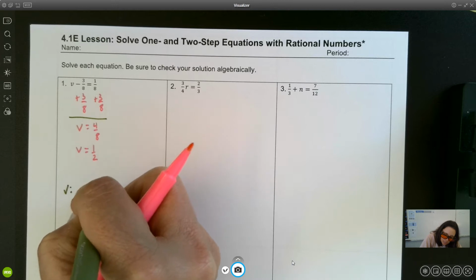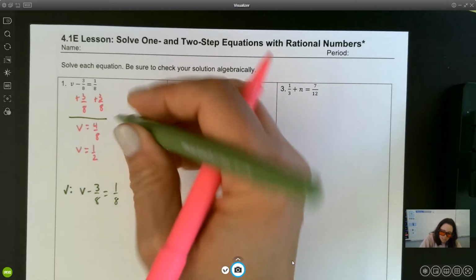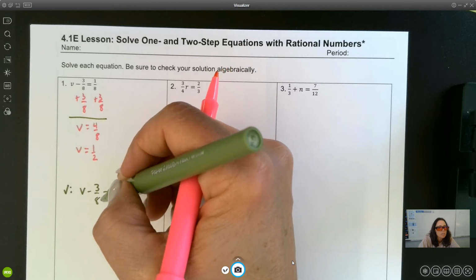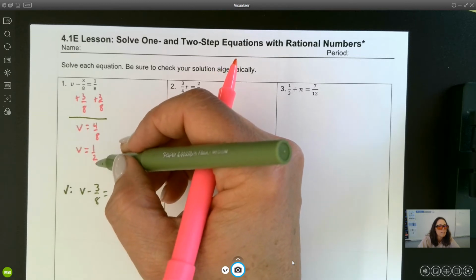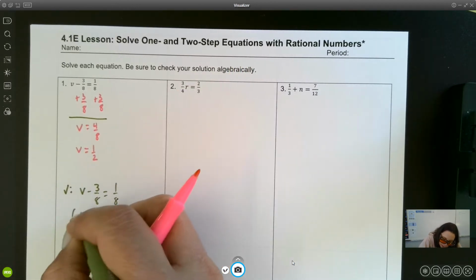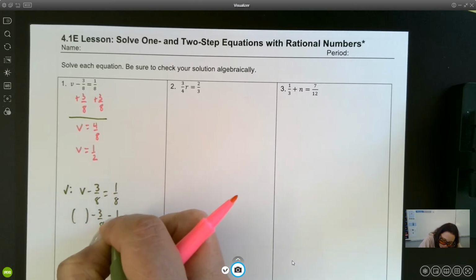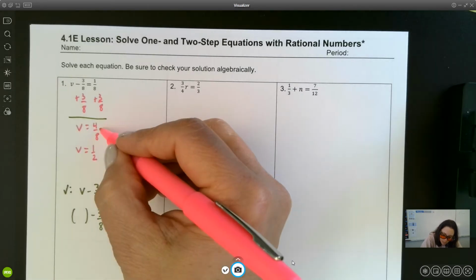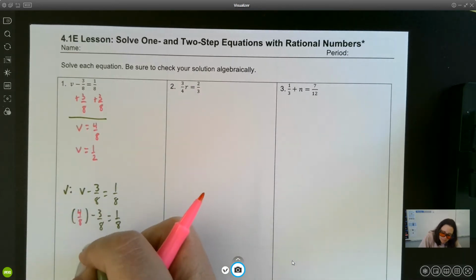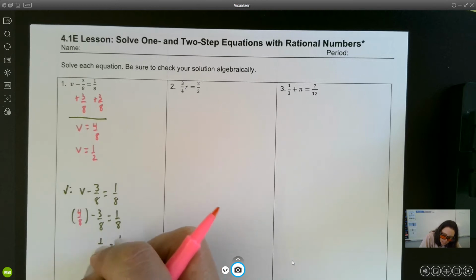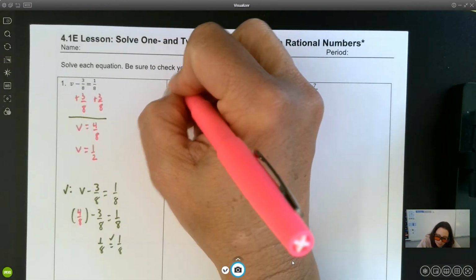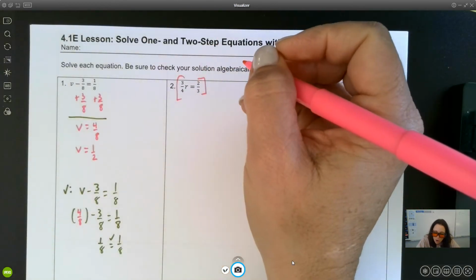Okay, now the check. v minus 3/8 equals 1/8. I'm going to plug in this 4/8 because I'd be all set with common denominators. If I plugged in the 1/2, wouldn't I need to go back and get a common denominator? So I'm going to plug in this 4/8 up here. 4/8 minus 3/8, yes, that gives us 1/8. 1/8 equals 1/8.